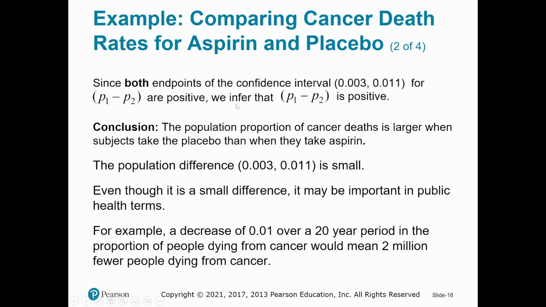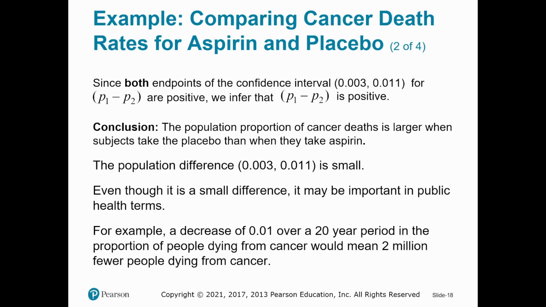We make an inference, statistical inference, a conclusion obtained from inductive reasoning that has the capacity for being wrong. We infer that this population difference is positive at the 5% significance level. See, if you're using a 95% confidence interval, your inference is at the 5% significance level. Conclusion: the population proportion of cancer deaths is more when subjects take the placebo than when they take the aspirin.